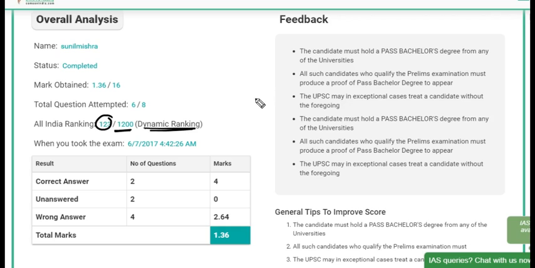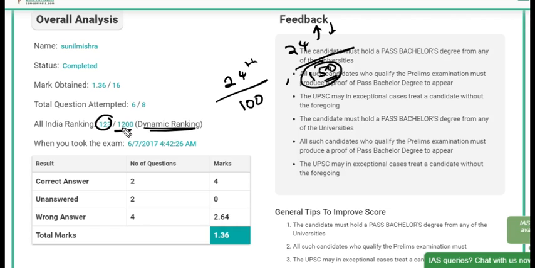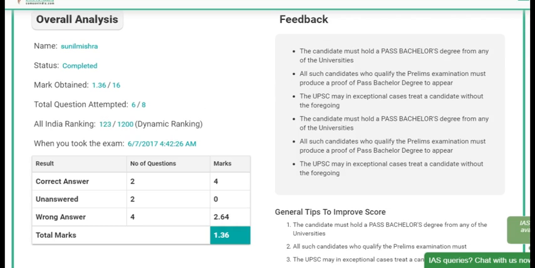It is a dynamic ranking. Dynamic ranking means if today 100 students attend the test and your rank is 24th, and tomorrow 150 students attend, meaning 50 extra students attempt the test, then your rank may stay the same or may increase or decrease, depending upon the performance. So every day the rank will fluctuate. That is called dynamic ranking.